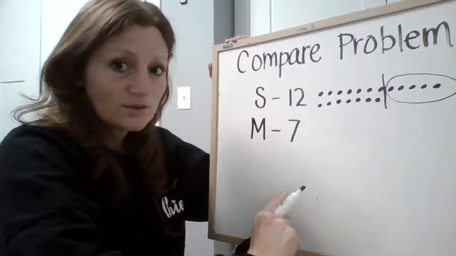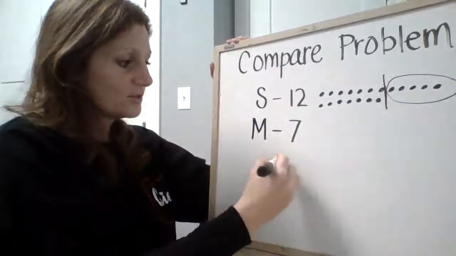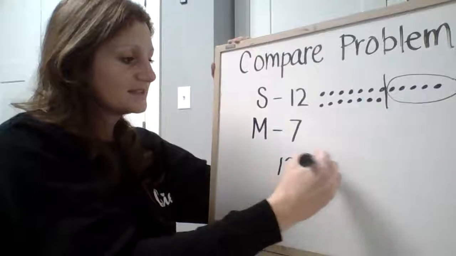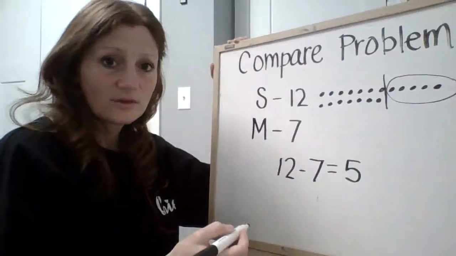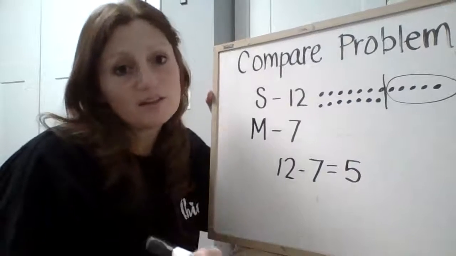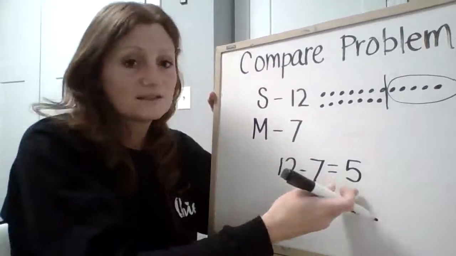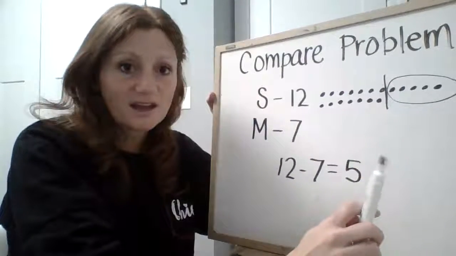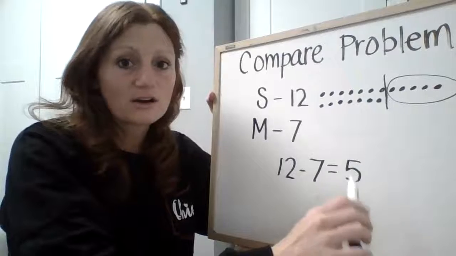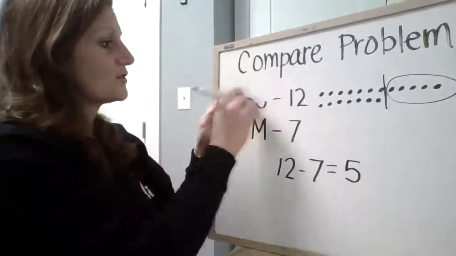Another thing you can do to find the answer would be to say 12 minus 7 equals 5. Okay? So when we're trying to find the difference, we can also subtract and we can find how many more beads Sarah had than Melissa had. 12 is 5 bigger than 7. So we're comparing those two numbers. Let's try another one.